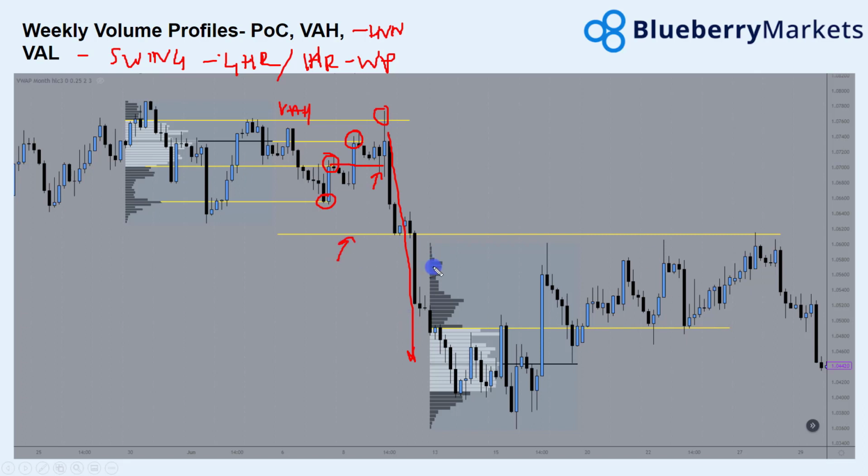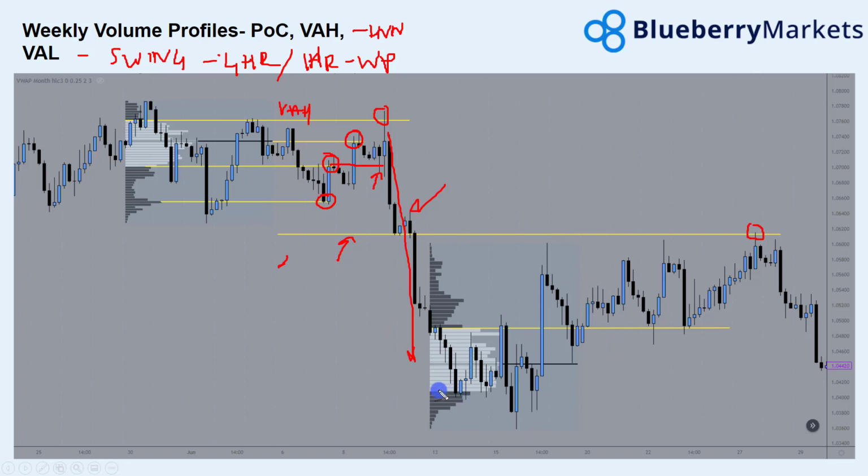This yellow line in here is a high volume node, which was created from this week that I took out, and you can see that price comes and tests that, and then we push to the downside. So I haven't plotted it, but I've left the line on there just to show you that.